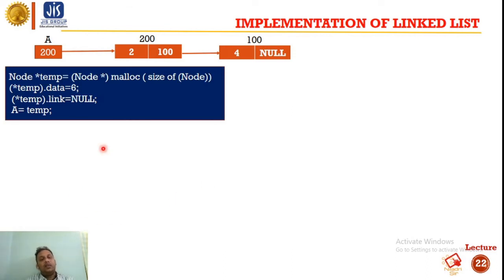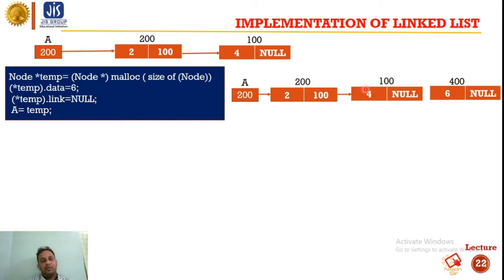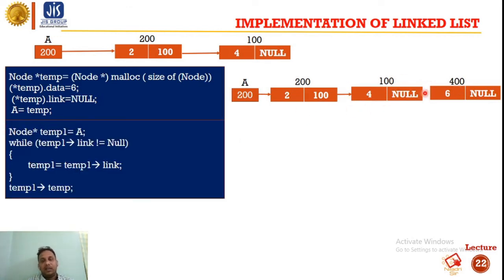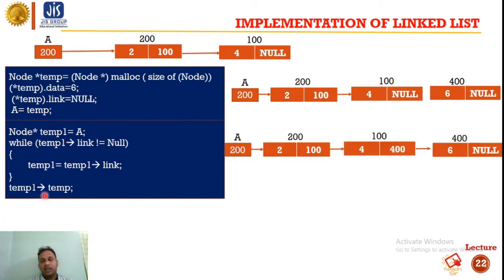You can see that we want to insert another node, that is 6. So we have inserted it and there is no established link yet. So using this code the link has been established.